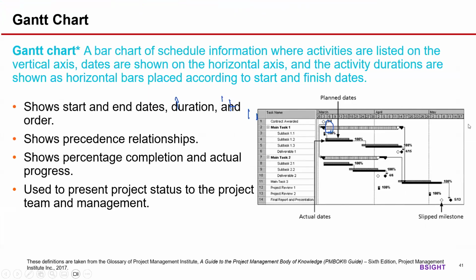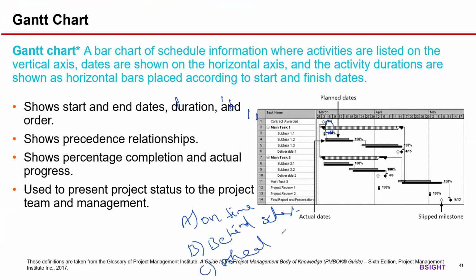Type in the chat box. Having a look into that Gantt chart for that particular part of the project, what are you understanding? A, this project is on schedule, happening as per the plan. B, this project is behind schedule. C, this project is ahead of schedule. What are you understanding from that Gantt chart?